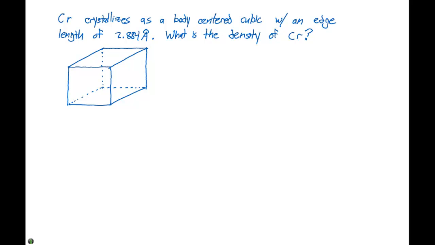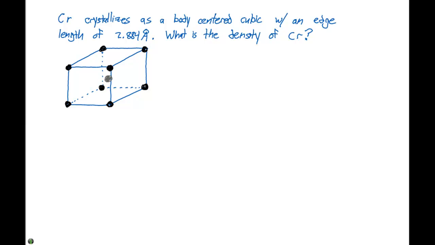We need to figure out what a body-centered cubic is, and in the previous video, we looked at what this body-centered cubic is. A body-centered cubic is going to have atoms on the 8 corners of the unit cell, and there's also going to be an atom directly in the middle of the unit cell. And when we draw these unit cells, we neglect to show that each of these atoms touch each other.